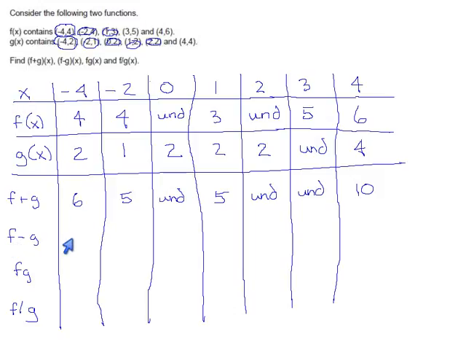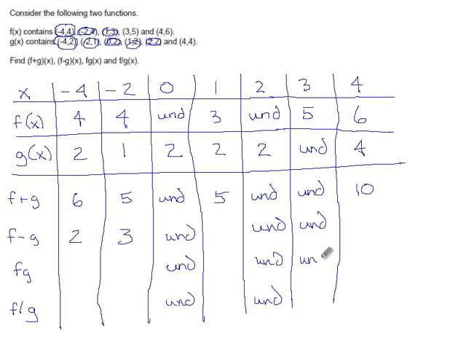Next row, also pretty easy. We're doing f take away g, so 4 minus 2, 4 minus 1, undefined minus 2. Any column with an undefined in it is just going to be a black hole of impossible. We can't do anything with the ones that have undefined values in them. There's no way to save that. And undefined divided by undefined is not equal to 1 or anything like that. You just cannot do a calculation with an undefined value in it. 3 minus 2, 6 minus 4.